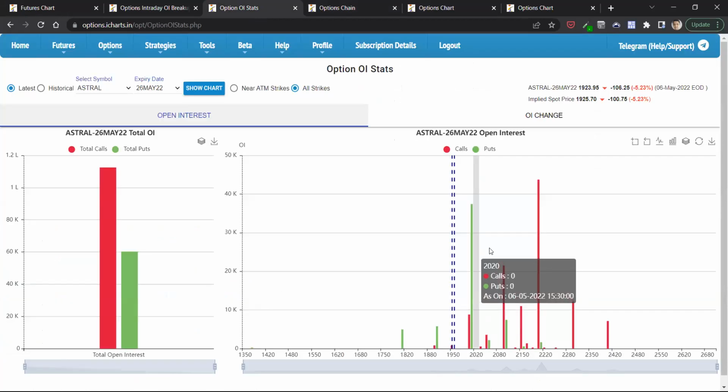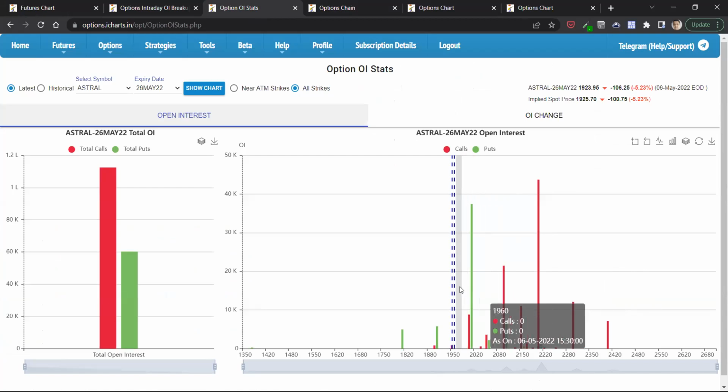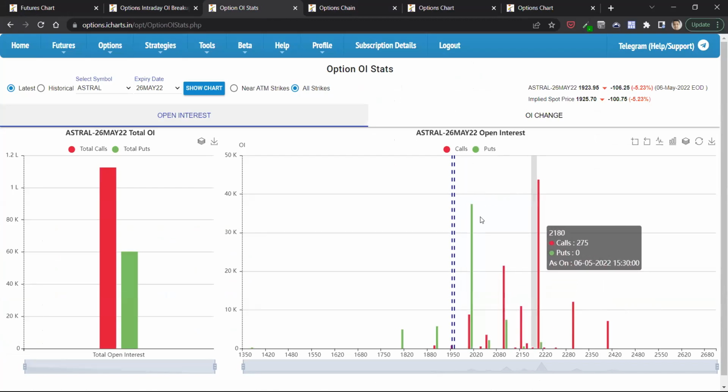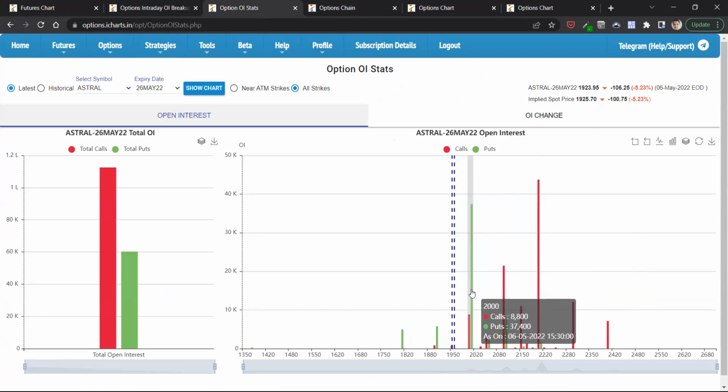You can do that kind of analysis. But if you see now, this is supposed to be support and this is supposed to be the resistance, but price is below this anyway. So support and resistance may not hold, if you are just looking based on highest open interest. So you have to be careful in terms of that.